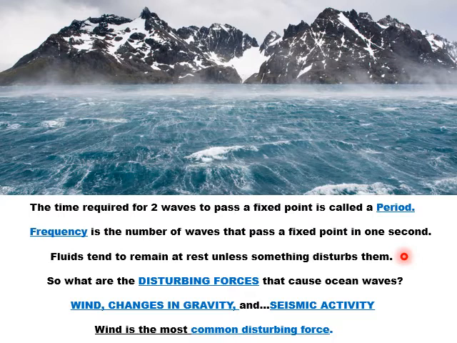Of course, we've talked a little bit about the properties of the water molecule. One of them is cohesiveness, that clinginess. So it has a tendency to remain static, to remain at rest, unless something disturbs it and gives it energy. And there are disturbing forces out there that cause ocean waves. The big three are wind, changes in gravity, by which we mean the gravitational effects of the moon and the sun on the ocean bodies around the planet, and seismic activity, which would also include volcanic activity.